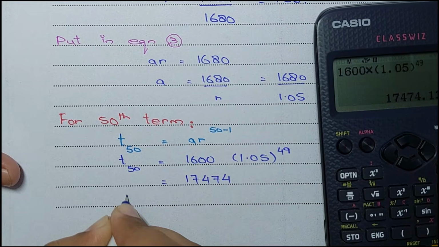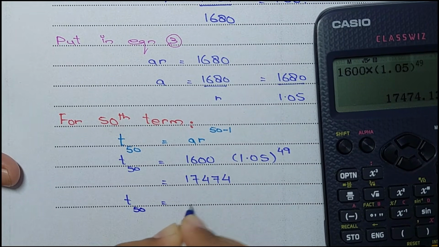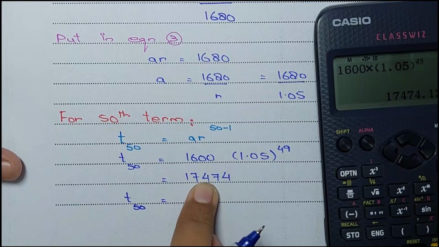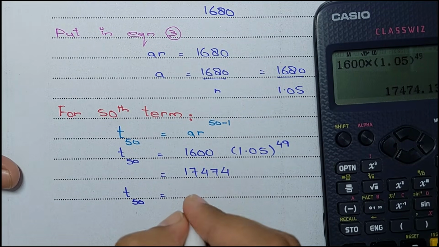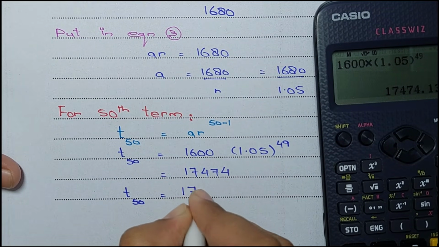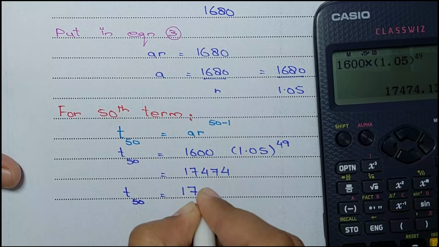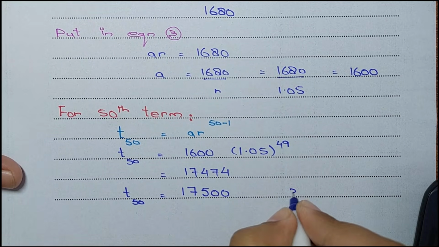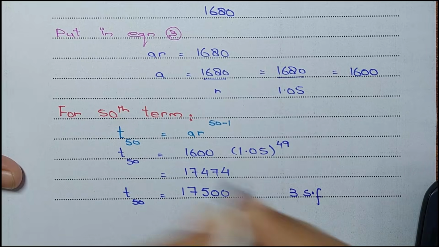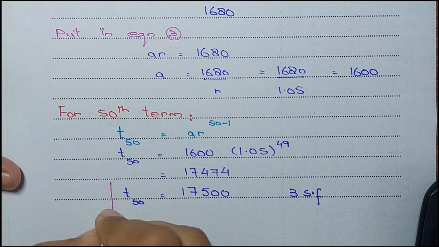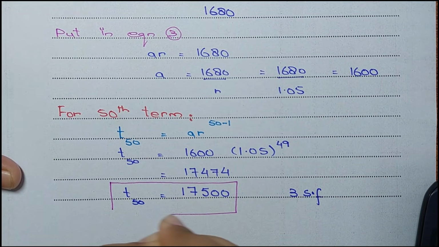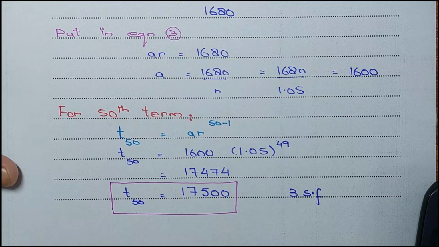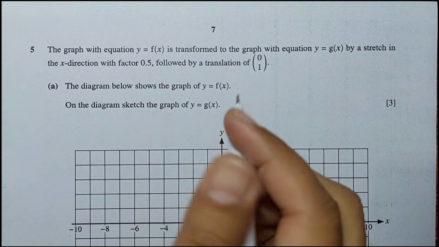The final answer is up to three significant figures. The third significant figure is the one we have to round up, so it is 5, and the rest of the two digits are replaced by 0. So this is the answer in three significant figures for the 50th term of that geometric progression. Question number 5.